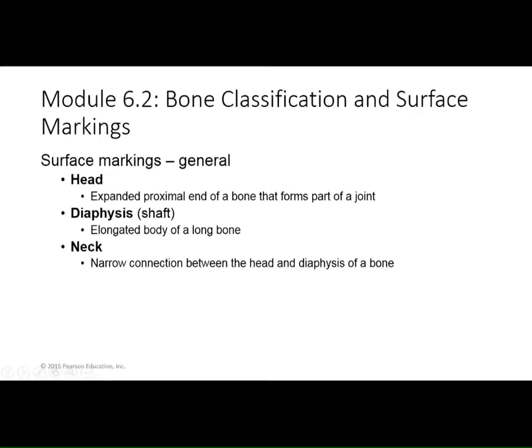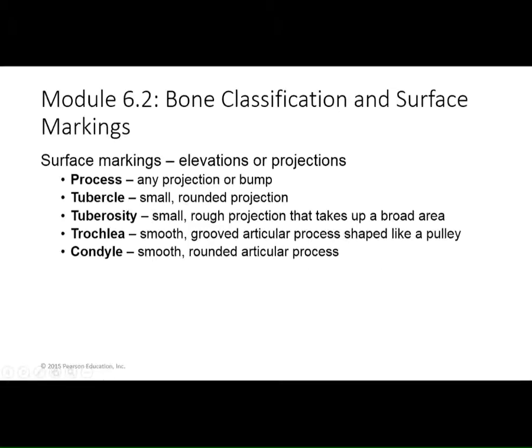Okay, so we know about the head of a bone. That's usually the more proximal end of a long bone, right? The diaphysis is the shaft, and the neck is the narrow region between the head and the diaphysis. These are all terms you know. So this is what I'm going to have you jump over. If you know a tubercle, a tuberosity, a trochlea, if you know condyle, then when you're learning the bone markings, this will be so much easier.